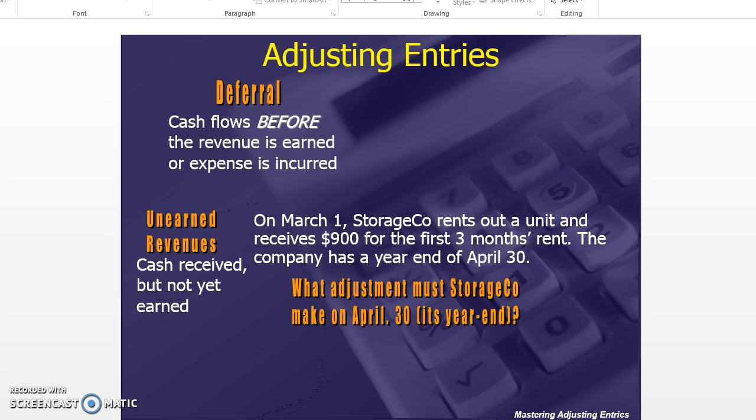On March 1st, Storage Co. rents out a unit and receives $900 for the first 3 months' rent. The company has a year end of April 30th. So what's the adjustment Storage Co. must make on April 30th?